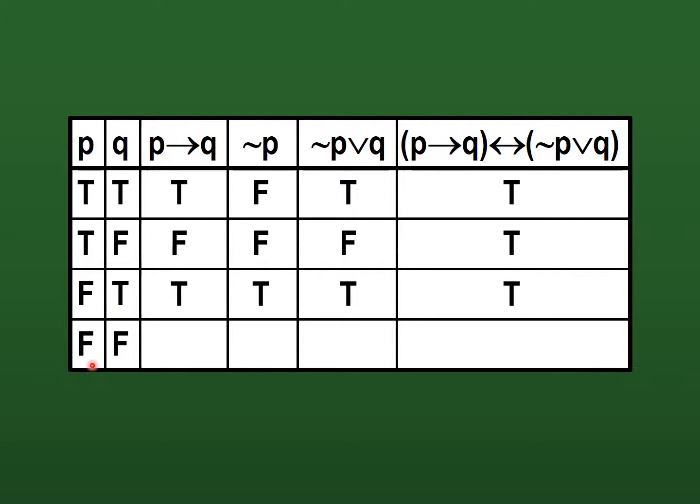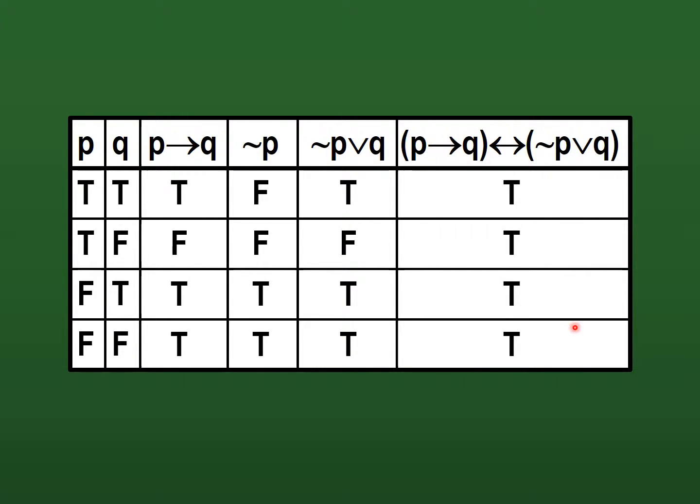Then we have false implies false. False implies false is going to be true. Our not P is true. And then not P or Q: not P is true and Q is false, which means the or is true. And our last column, P implies Q, which was true, and not P or Q is also true. True if and only if true is a true statement.